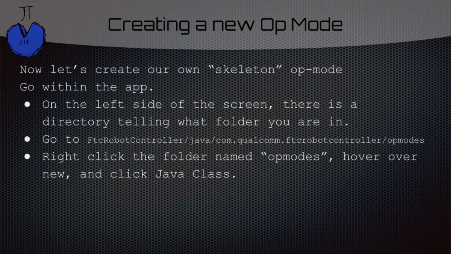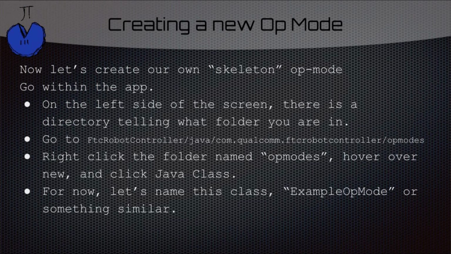Right-click the folder named Op Modes and do New Java Class. For now, just name it Example Op Mode or something similar. You can name it anything you want, but I'm just going to name mine Example Op Mode.